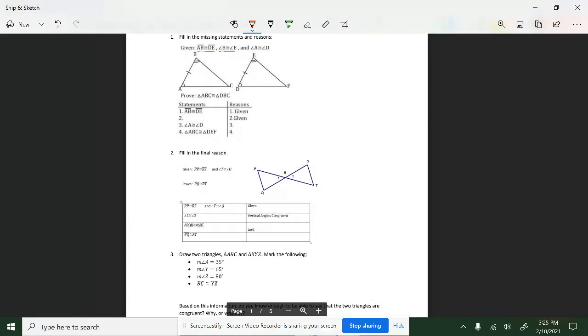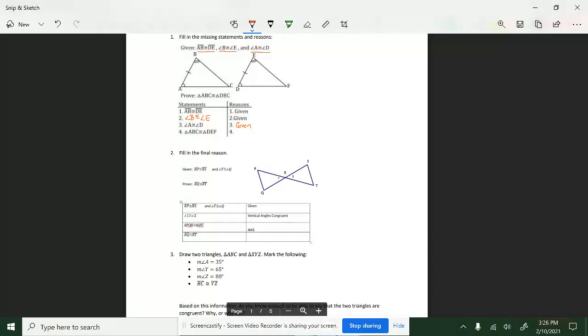The second given statement is angle B is congruent to angle E. And they've already got their reason there. That's given also. If you look at the third given statement, that's angle A is congruent to angle D. They have already filled that in for us, but that is also given. So pretty much all the information we need is given. We just need a reason for this last step.